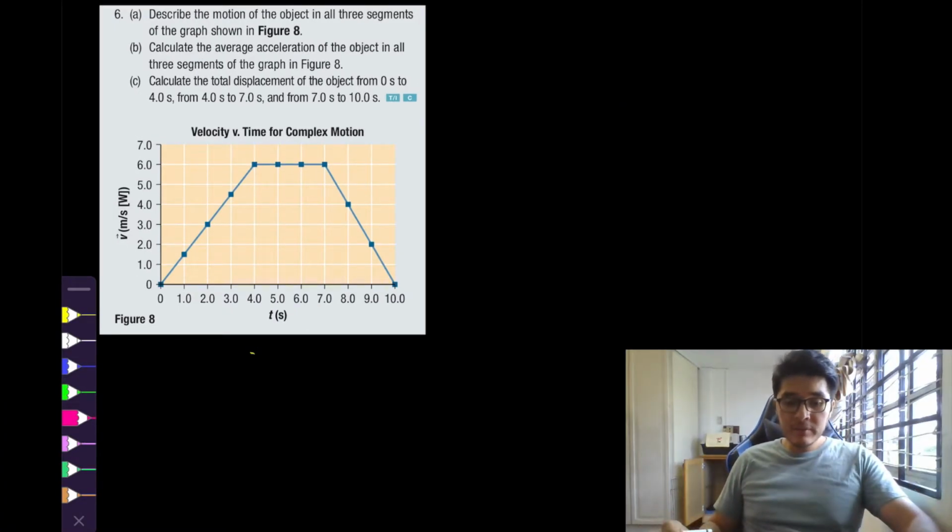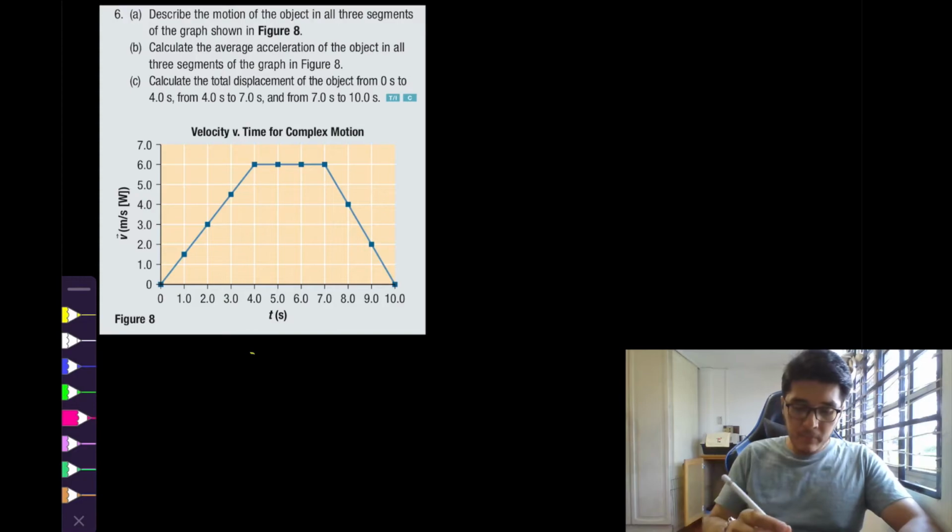All right, so now let's consider question number 6. It asks, describe the motion of the object in all 3 segments of the graph shown in this figure. So we want to describe the motion. We can break this down into 3 segments. The first segment, let's call it A, B, C.